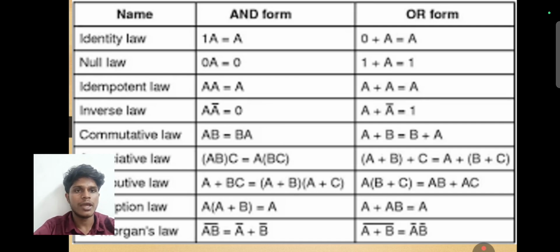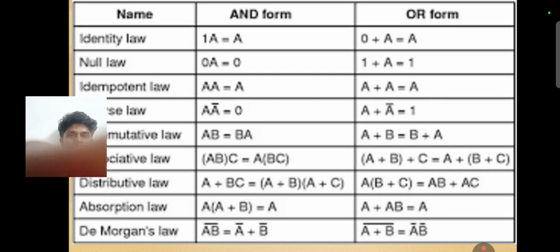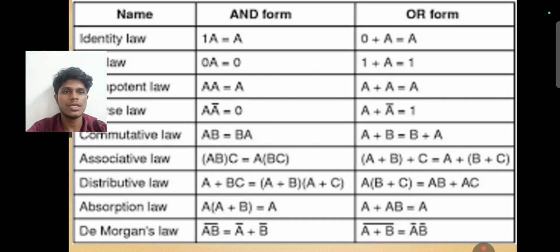Commutative law in AND form: AB equals BA. Commutative law in OR form: A plus B equals B plus A. Associative law in AND form: (AB) into C equals A into (BC). Associative law in OR form: (A plus B) plus C equals A plus (B plus C).